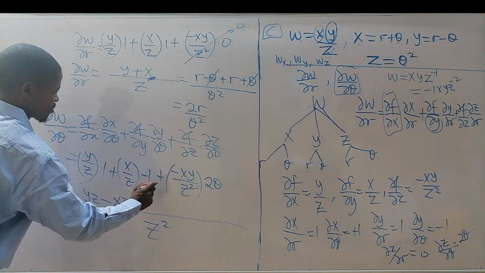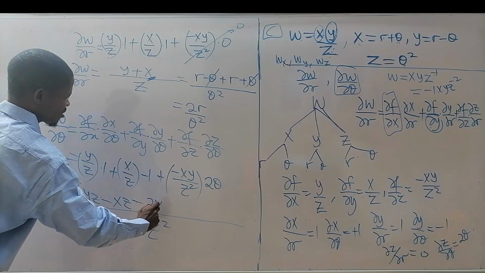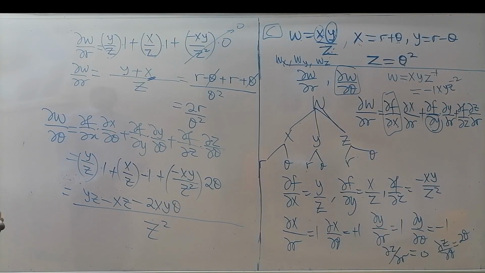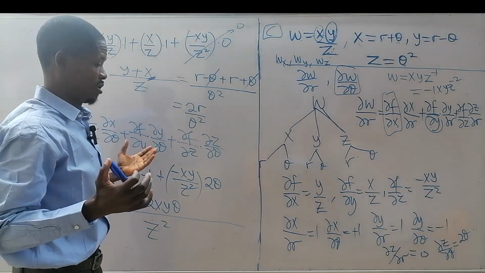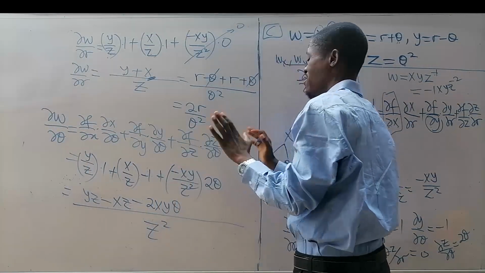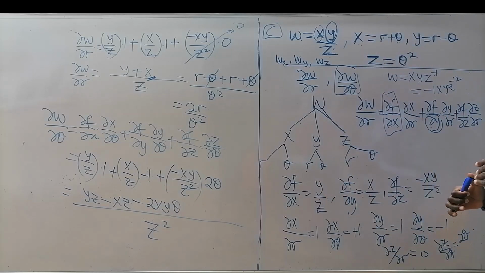And then plus times minus, that's minus. That's a 2x. So that's what we have in this case. If we want to substitute, it's going to be cumbersome. So we just leave it in that form. If you try to substitute, it's going to waste our time. Just leave it that way. So that's the end of the C part.